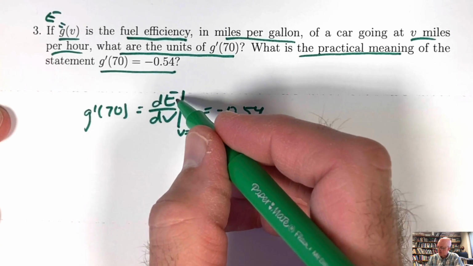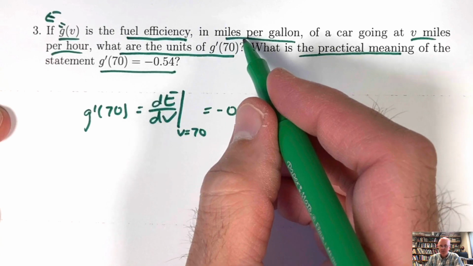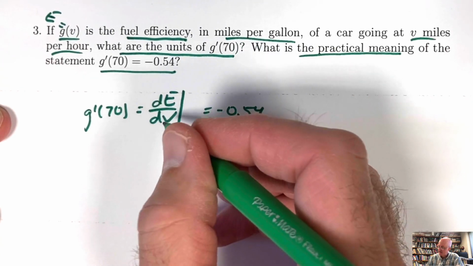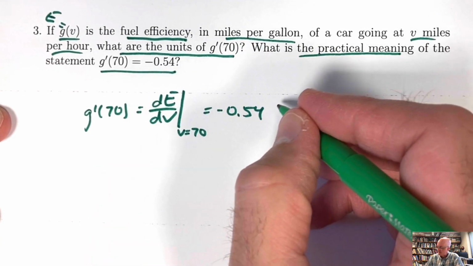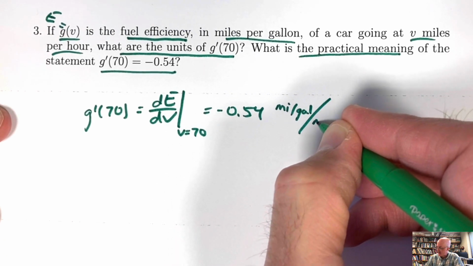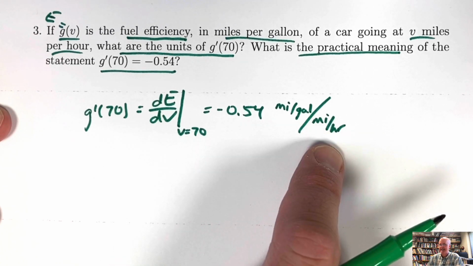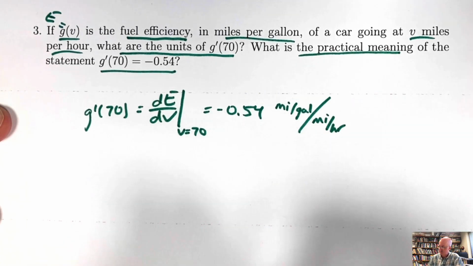I'm going to be answering both questions here at the same time. Units would be units of E per unit of V. This is where it gets confusing. Units of fuel efficiency are miles per gallon. Units of speed are miles per hour. The units of this would be miles per gallon per mile per hour, and I think it's a bad idea to cancel the miles. Yes, you could, and yes, you could say the units officially simplify to hours per gallon, but that's kind of confusing. More importantly, it's more important to leave it like this to help you interpret the practical meaning of it.